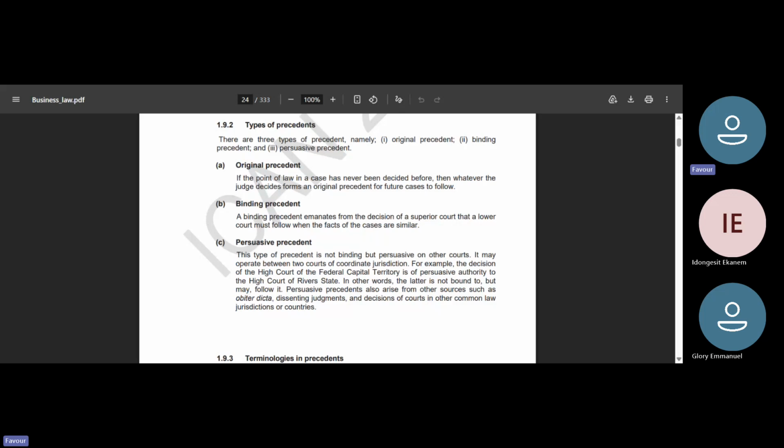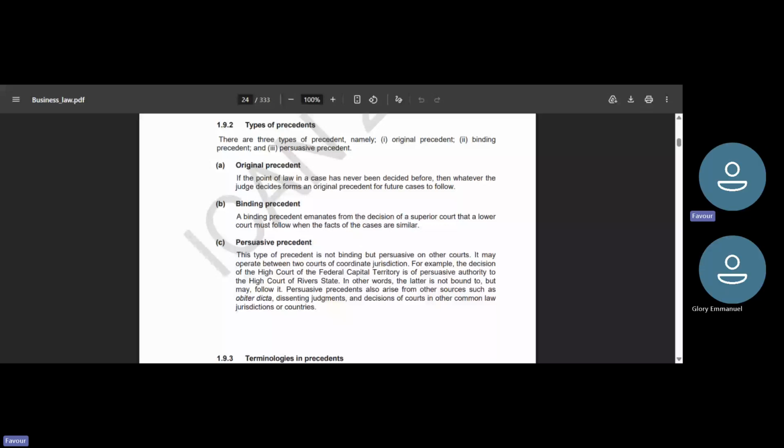So a binding precedent emanates from the decision of a superior court. So when the Supreme Court makes a decision and the High Court probably has something similar, the precedent set by the Supreme Court becomes binding on the High Court. I don't know if you are getting the analogy.